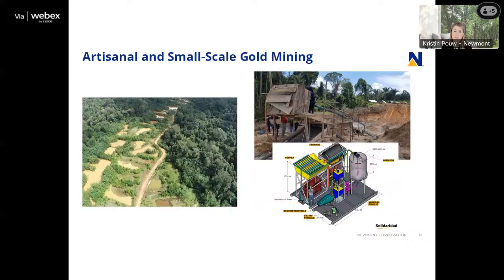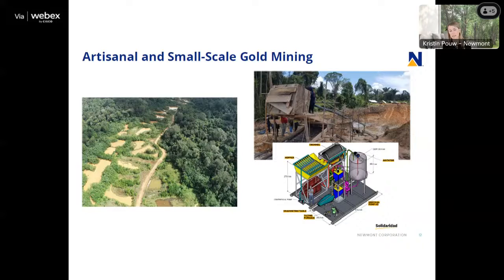So artisanal and small scale mining exists in close proximity to several of our operations in Ghana, in Suriname, and Peru, and presents safety, security, environmental, and social challenges. And Newmont's approach to artisanal and small scale mining includes partnering with small scale miners to improve safety, processing, and environmental outcomes, as well as providing alternative livelihood opportunities.